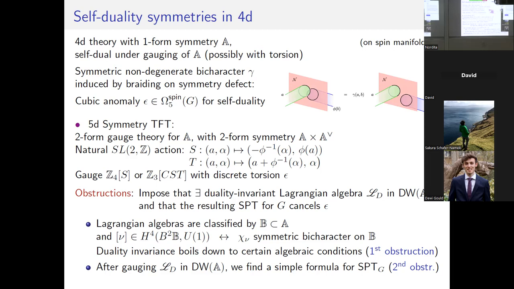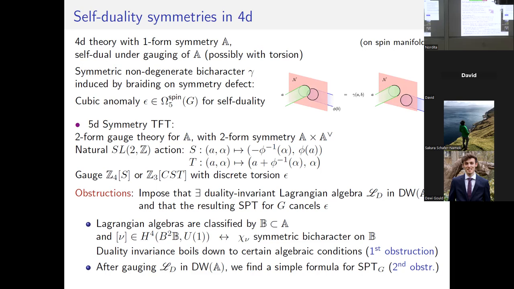But are you talking about the Lagrangian algebras in the Dijkgraaf-Witten theory or in the full gauge theory? Maybe this discussion should continue a bit. Yes. So I have another question.